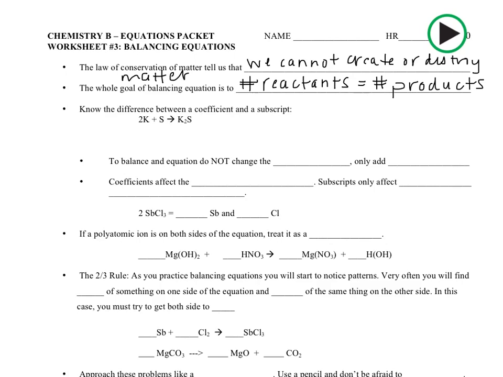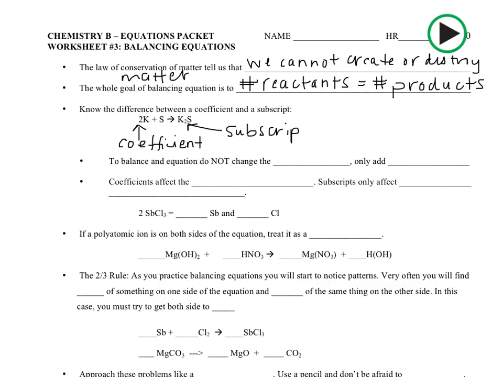Now, the details of this get a little bit stickier. So the next thing that you need to know is the difference between a coefficient and a subscript. That's going to be important vocabulary. So this big 2 in this example reaction here, that is a coefficient. They're the big numbers in front of an atom or a compound, right? And this little 2 down here, that's a subscript.